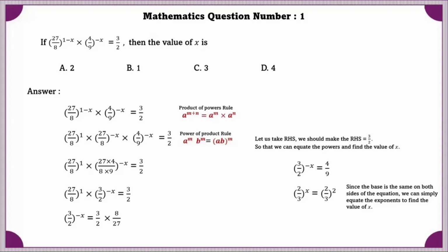Since the base is the same on both sides of the equation, we can simply equate the exponents to find the value of x. Therefore, x is 2.